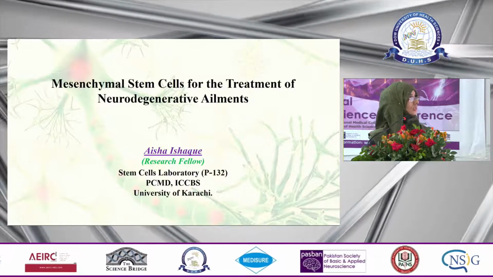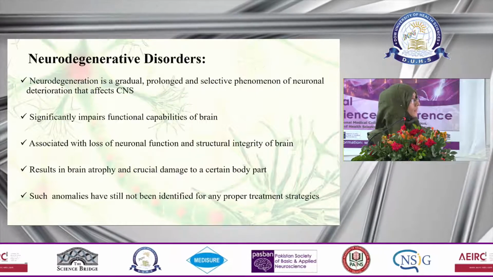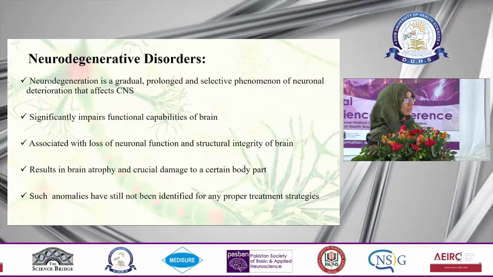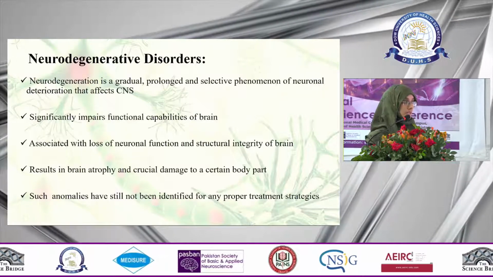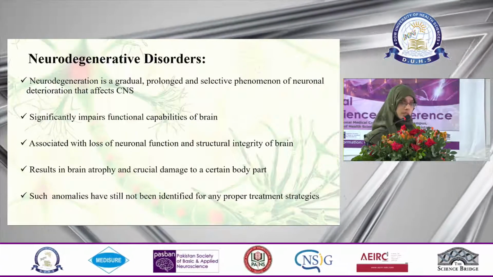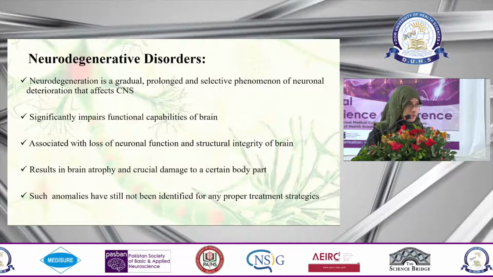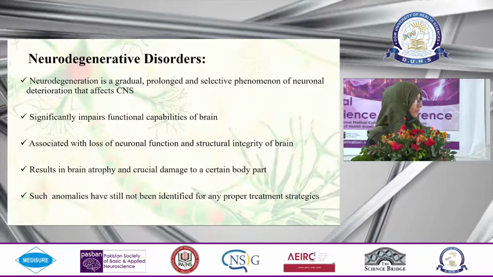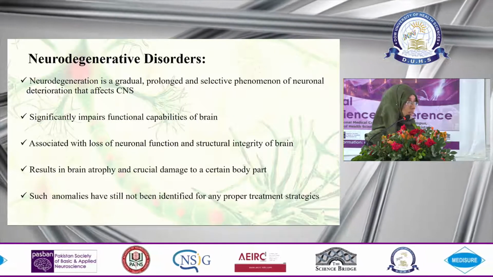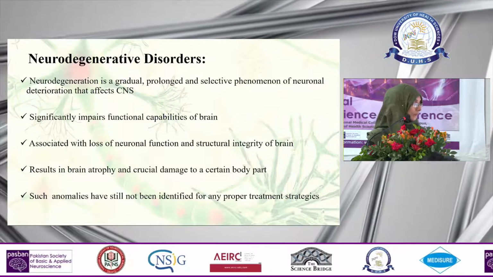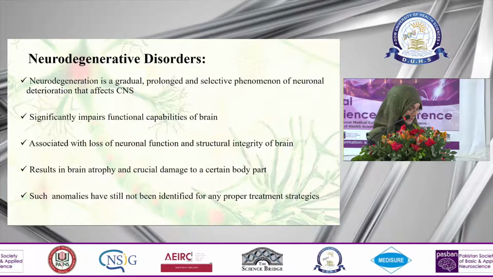So the title of my presentation is Mesenchymal Stem Cells for the Treatment of Neurodegenerative Ailments. What are neurodegenerative disorders? Neurodegeneration is a gradual, prolonged and selective phenomenon of neuronal damage that badly affects the CNS. It significantly impairs neuronal functions as well as the structural integrity of the brain, which results in brain atrophy and overall structural distortion of the brain. Such anomalies still have no proper treatment options.